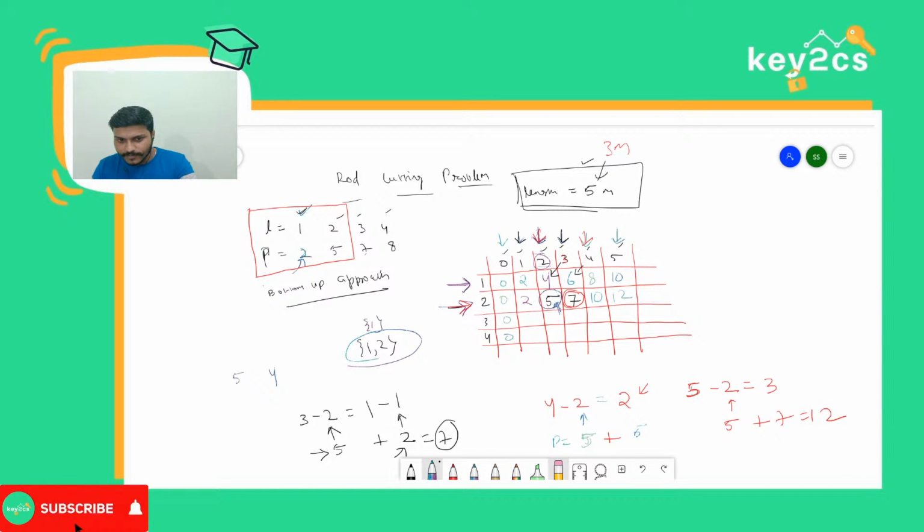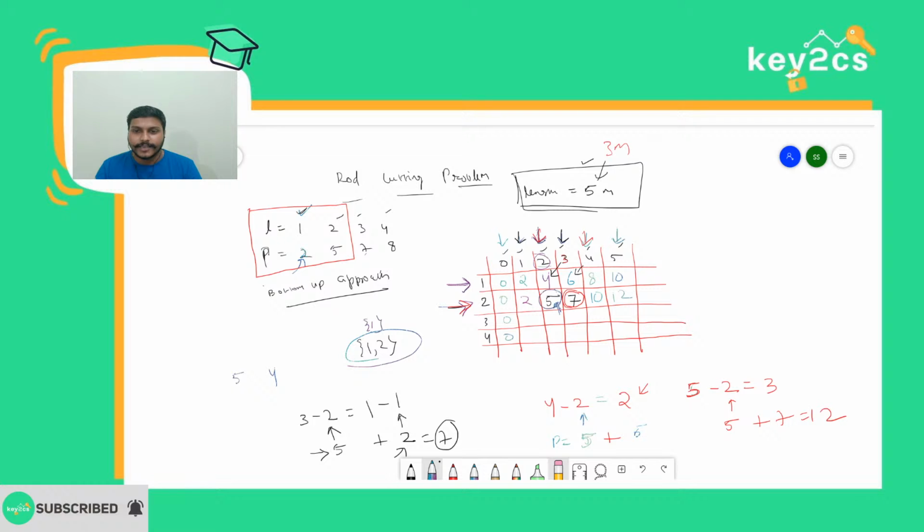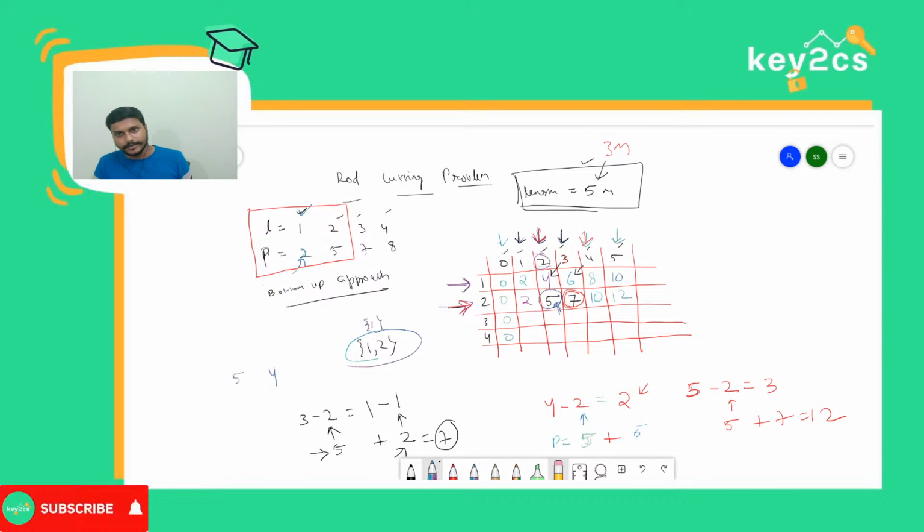Followed or not? Guys, did you follow how we got 12 here? Total length we need is 5. From 5 meter, if we take 2 meter, because more than 2 meter rod is not available to us, only 1 meter rod and 2 meter rod are available, the maximum we can take is 2 meter. So we take 2 meter first. By taking 2 meter, I am making a profit of 5 rupees. What is the remaining length? Remaining length is 3 meter.